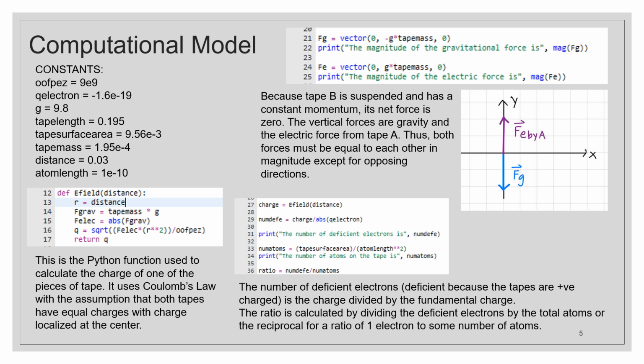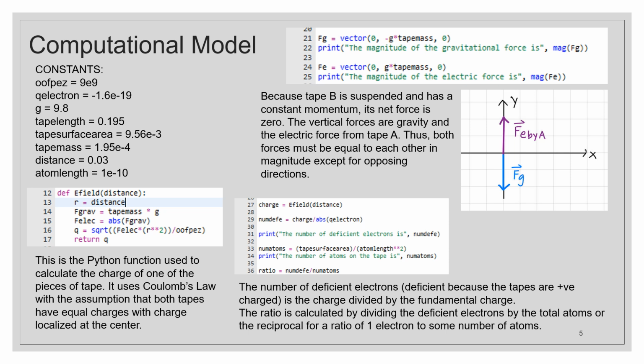The Python function used to calculate the charge of one of the pieces of tape is shown in the bottom left. It uses Coulomb's law with the assumption that both tapes have equal charges with charge localized at the center. To the top right are the forces of gravity and the electric force.